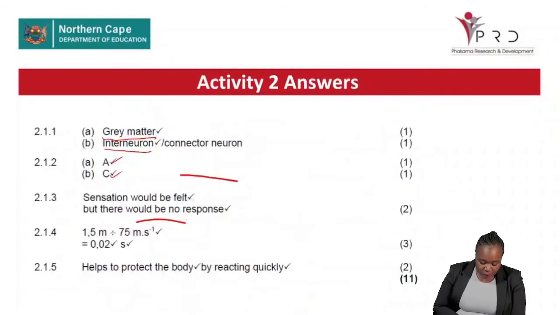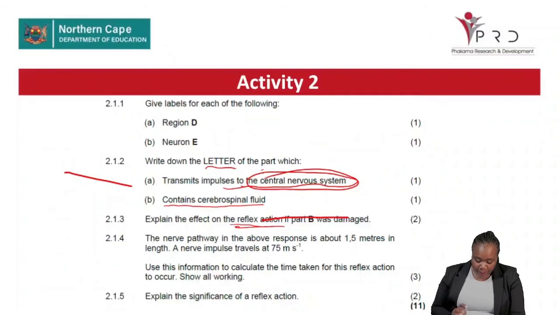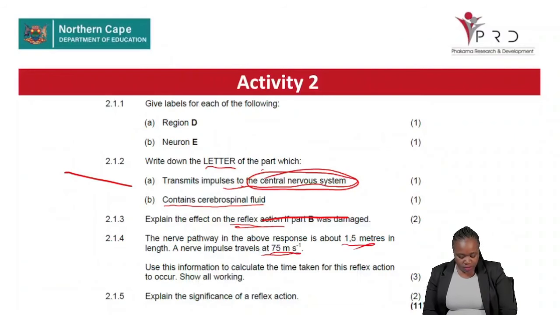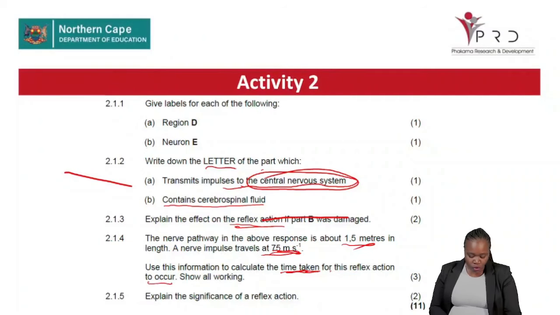Right. So sensation will be felt. However, there would be no response because the motor neuron is not functioning. 2.1.4. The nerve pathway in the above response is about 1.5 meters in length. A nerve impulse travels 75 meters per second. Use this information to calculate the time taken for this reflex action to occur. Show all your working.